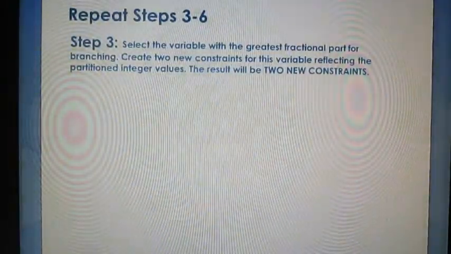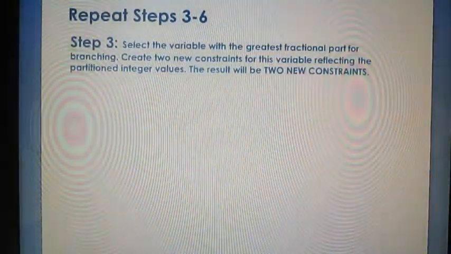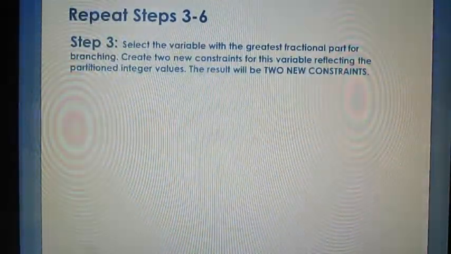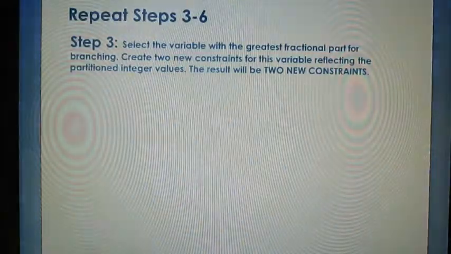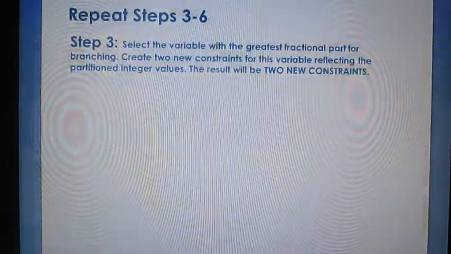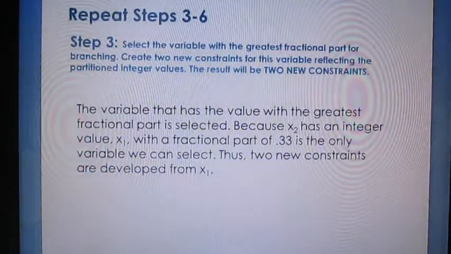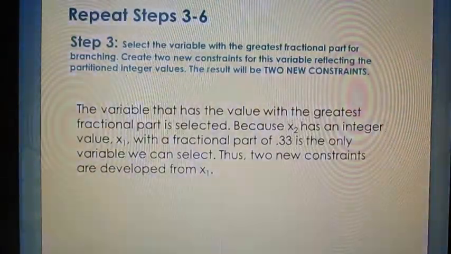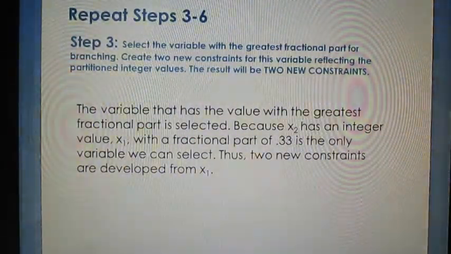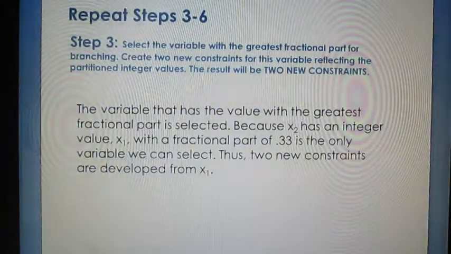Tapos, repeat lang natin yung steps 3 to 6. Select the variable with the greatest fractional part for branching. Create two new constraints for this variable, reflecting the partitioned integer values. The result will be two new constraints. The variable that has the value with the greatest fractional part is selected. Because x sub 2 has an integer value, x sub 1 with a fractional part of 0.33 is the only variable we can select. Thus, two new constraints are developed from x sub 1.